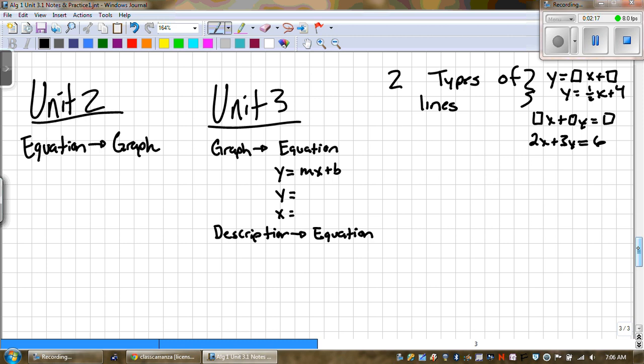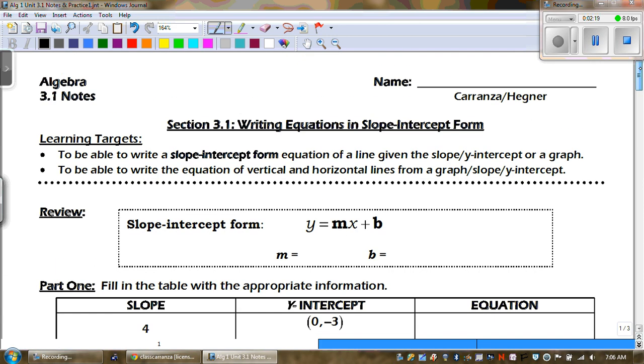So let's go ahead and get started with the notes. Today we're going to be talking about slope-intercept form and writing equations in slope-intercept form. All stuff that we've done before. We know that slope-intercept form is y equals mx plus b, where m equals your slope, and the b, that is your y-intercept. And we always write the y-intercept as a point 0, comma b.